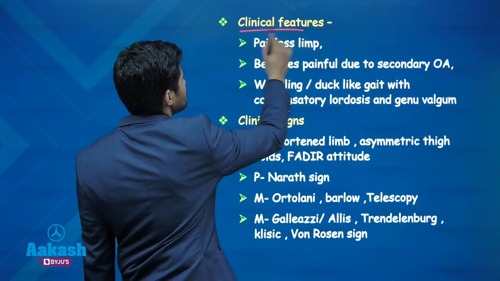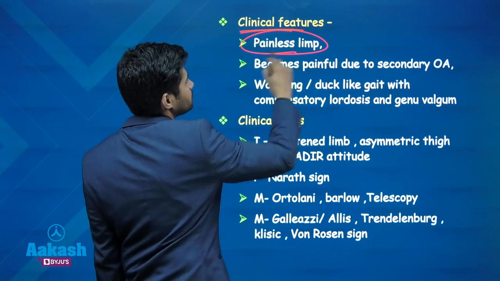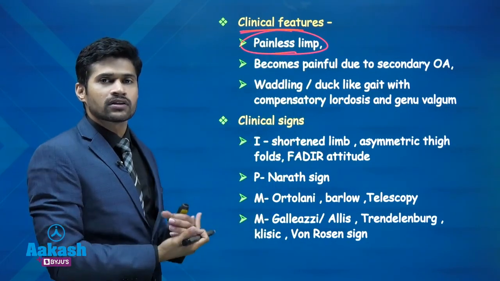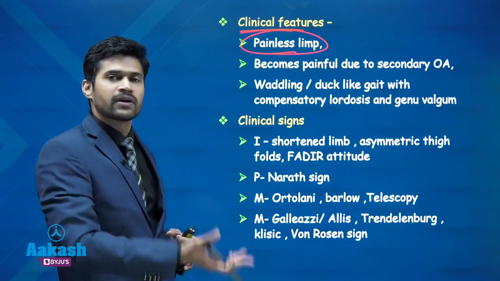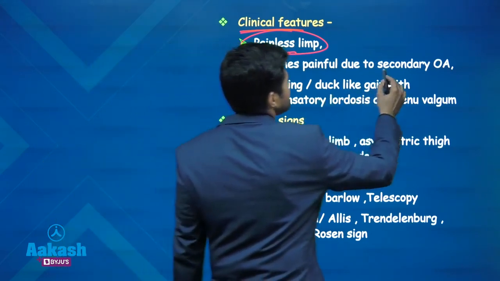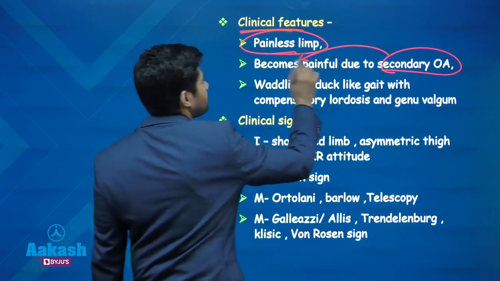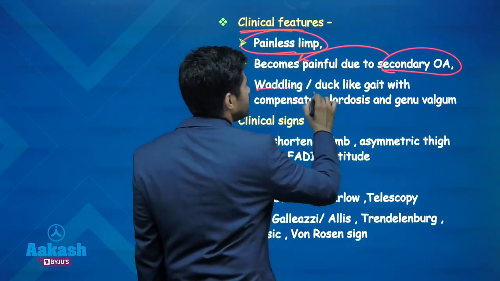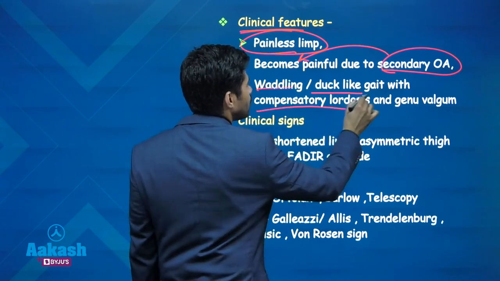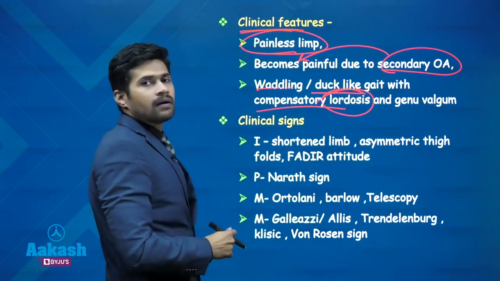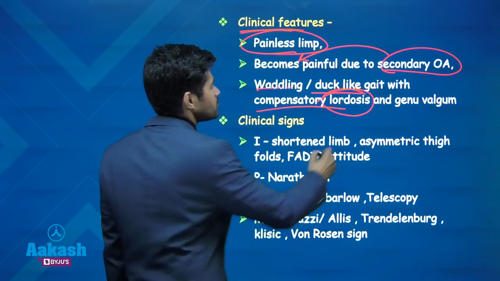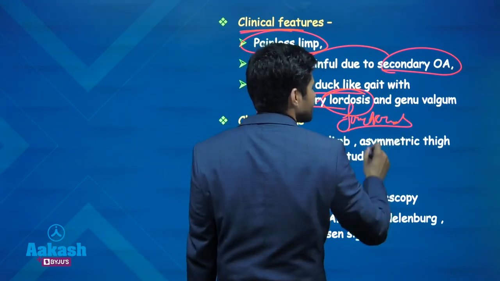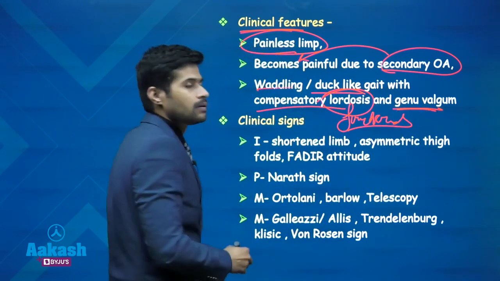So what will be the clinical features? Painless limp. But this limp can become painful because of the developing osteoarthritis. The joint is subluxated, the femoral head is outside, so because of secondary osteoarthritis, it can become painful. And the typical gait is waddling or duck-like gait with compensatory lordosis at the spine level. So this is a functional lordosis at the spine level and genu valgum, right?